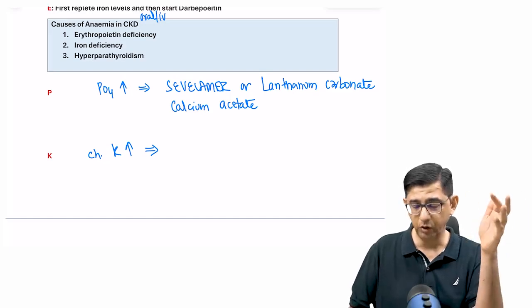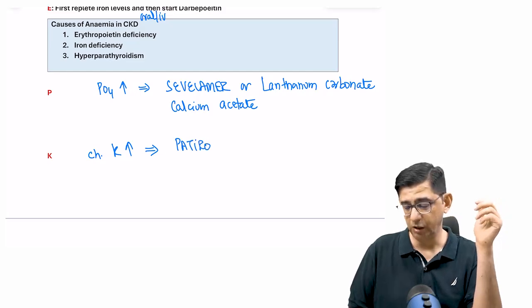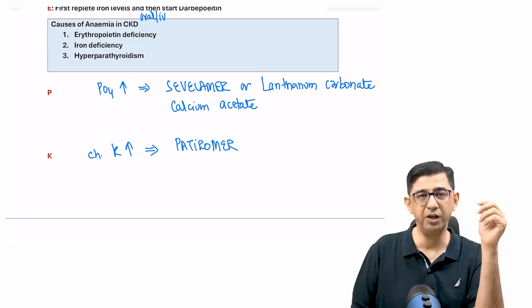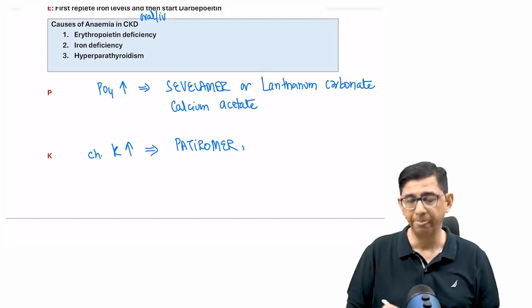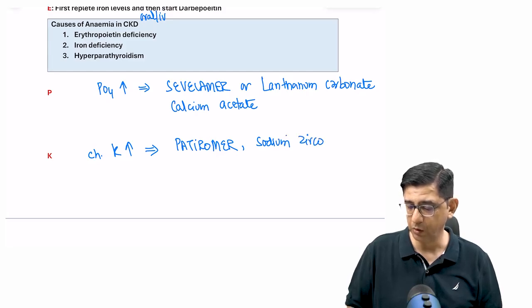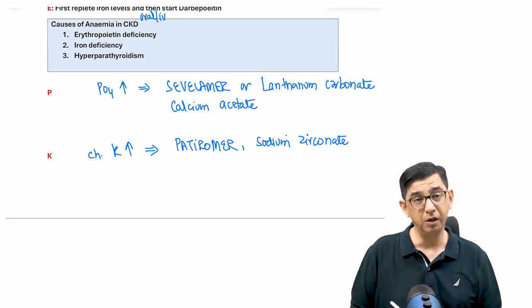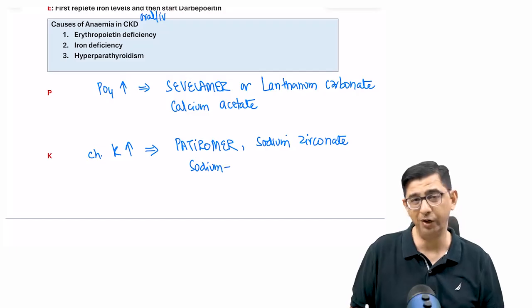So to bring it back to normal, I will have to give the patient potassium chelators. These are novel potassium binding agents that would be given. One is by the name of Patiromer, and another one that I can mention is sodium zirconium cyclosilicate. Patiromer, sodium zirconium cyclosilicate, sodium polystyrene sulfonate. Three important names here. It might sound a little overwhelming at the moment, but you need to get used to the data.